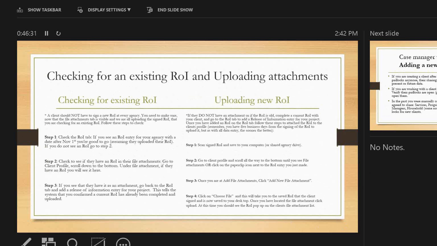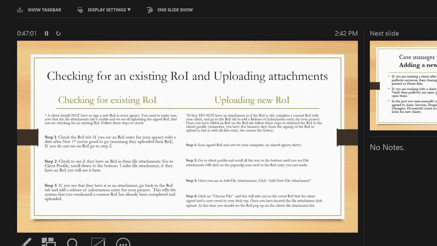Check to see if they have an ROI in their file attachments. If you check for an ROI entry and you see it's blank, it's entirely possible that someone at another agency has already gathered an ROI. So go to the client profile, and if it has been attached and uploaded, you will see that ROI attached to the client profile there. I'll show you how to do that: you scroll down, click on it, and you can see the client has filled it out correctly, and you can see what decisions they made when they filled out that ROI.